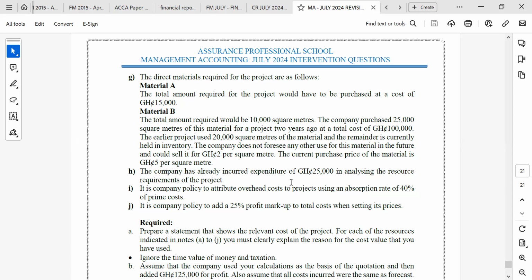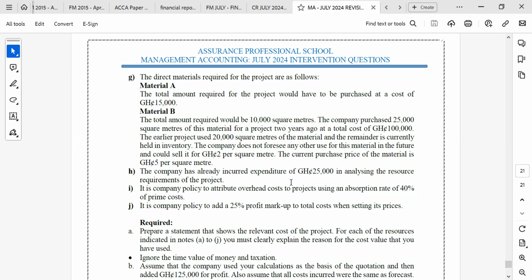How many square meters do we need to carry out this project? 10,000. Okay. Do you have any material in store relating to this? Yes. How many quantity do you have in store? 5,000 square meters. Okay. Is this material regularly used? No. Okay. So we cannot replace it. But the question is, if we don't use it on the contract, can we sell it for any amount?